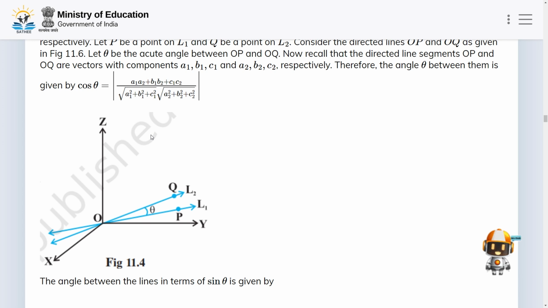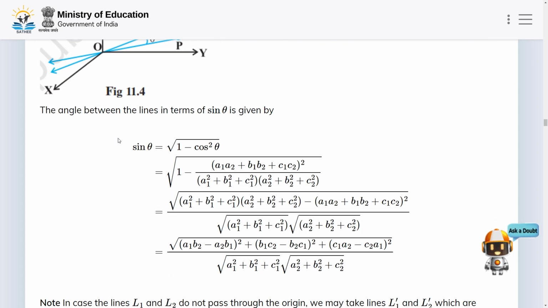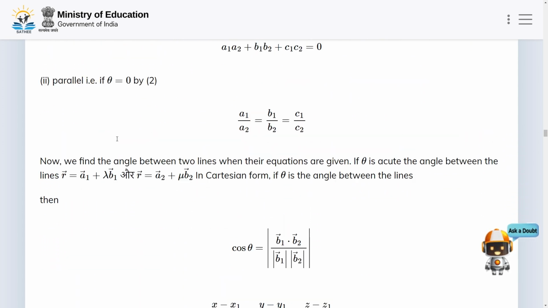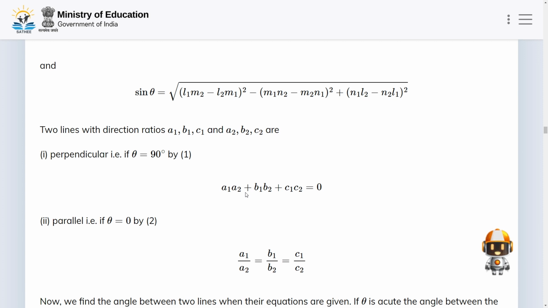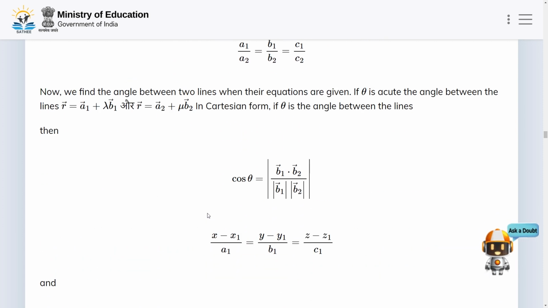Okay, so if theta is 90 degrees, cos theta will be 0. Cos theta is 0 means the numerator here will be 0. That's why it is already written over here, as you can see. If theta is 0, this means parallel. If two lines with direction ratios are parallel, this means theta will be 0. This means A1 by A2 is equal to B1 by B2 is equal to C1 by C2. I hope that it is clear.